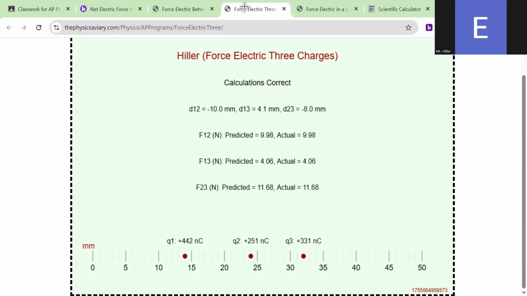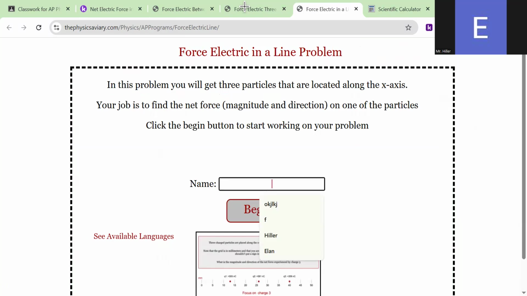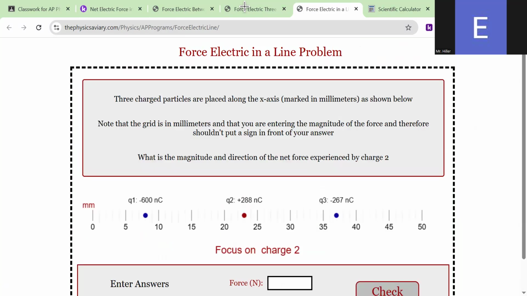Finally, on to question number 3. Go ahead and enter your name, and go ahead and take the time to copy down your 3 charges and their 3 locations, and I will copy down mine. Our job, by the way, is to find the net force, the total force acting on charge 2 from charge 1 and charge 3. In other words, charge 1 and charge 3 will be forcing charge 2 to move somewhere. So let's see. Go ahead and copy down yours. I'll copy down mine.